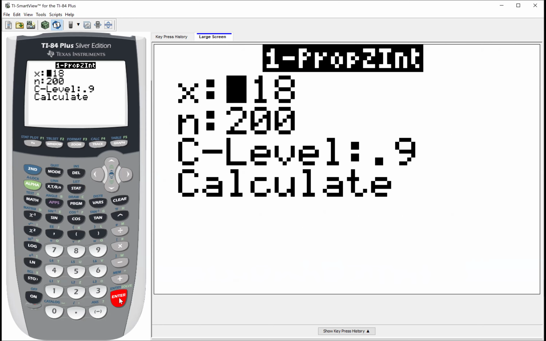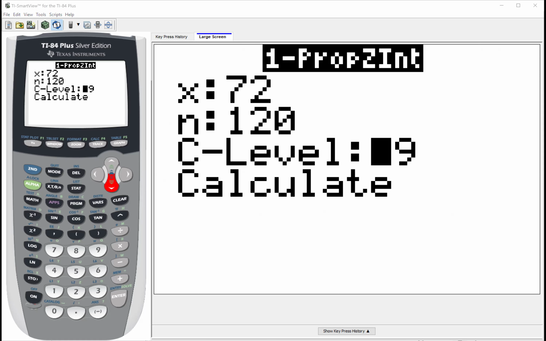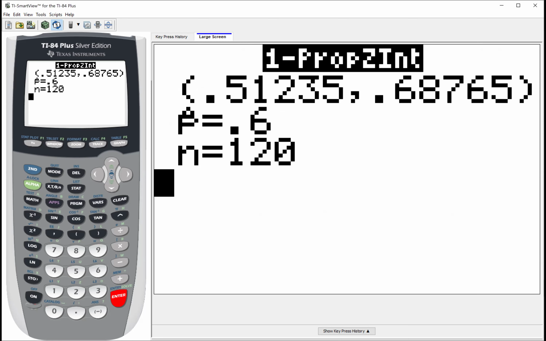One proportion Z interval. Now, X in this case is 72, right? 72 said, yes, I have a tattoo. 120 people were sampled altogether. And we are constructing a 95% confidence interval. So my C level is going to be 0.95. And then we have to calculate. And let's go 3 places this time. So it's going to go from 0.512 to 0.688 if we round 3 places.